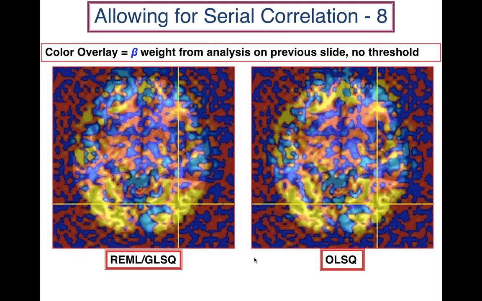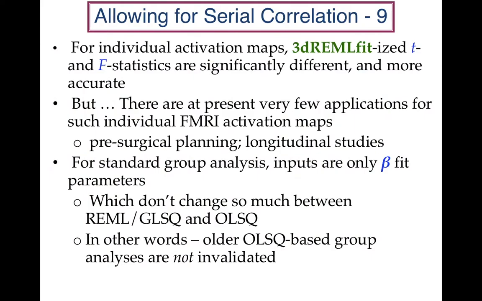And if you just drop the thresholds to 0 and say, here are the betas, the beta fit parameters from the REML method with generalized least squares, and the ordinary least squares method on the right, again, these beta maps are not identical, but they're pretty similar. For individual activation maps, 3dREMLfit, the T and F statistics are significantly different, as we saw two slides ago, and they're more accurate.